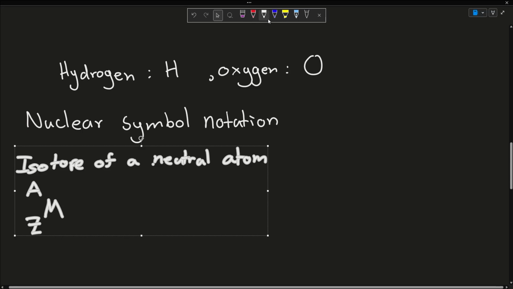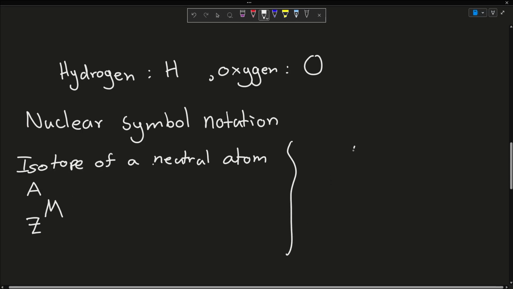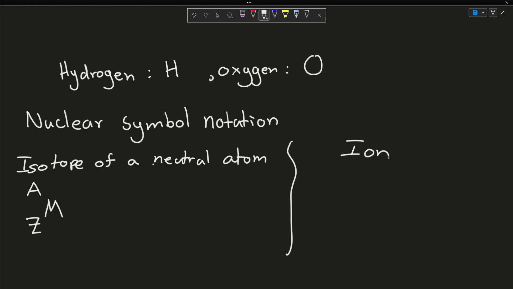And then if we were to have an ion, we'd have the exact same notation with the symbol and then the mass number above and the atomic number below, and then we'd write either plus or minus the charge of that ion.